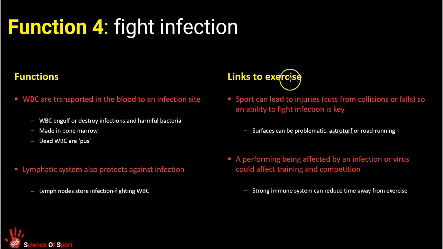And I've mentioned already, the link to sport and exercise could be, if you hurt yourself on something like an AstroTurf or out road running, then you obviously want to not get an infection, and you'd potentially be stopped from performing. There's lots of nutritional things and general lifestyle factors that can help boost your immune system. Because if you overtrain, that can be problematic for your immune system and make it weaker. If you don't get enough sleep, your immune system will be affected. And that, to a performer, could mean time away from training. So it's really important that our CV system is healthy and robust in fighting infection.